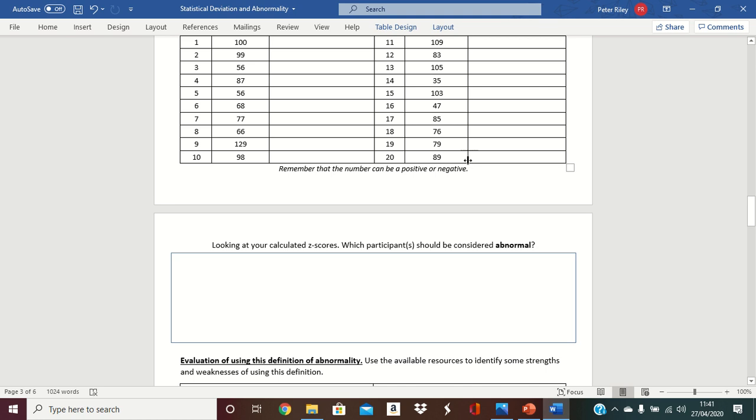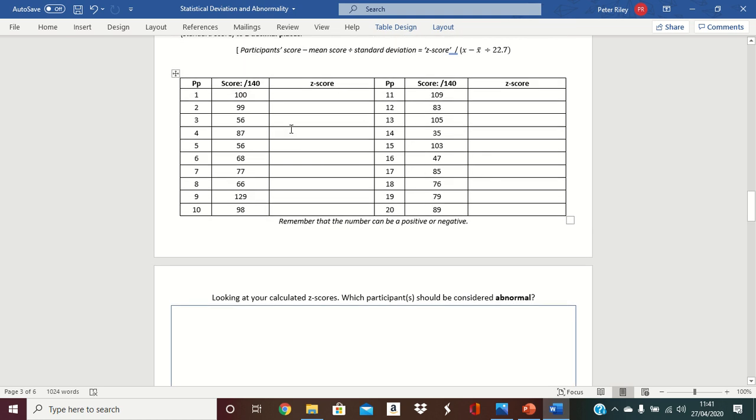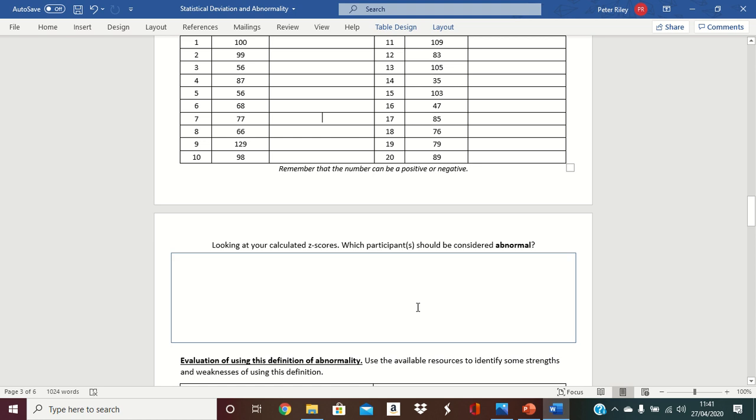There must be somebody who's considered to be statistically abnormal in this data set. You can't have 100% of people being considered to be normal. That wouldn't make any sense at all. There must be at least one of these participants who has a z-score which is beyond 2 standard deviations away. So what I want you to do is write the number of the participant who should be considered to be abnormal according to your z-score calculations.